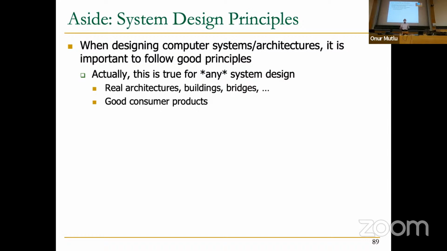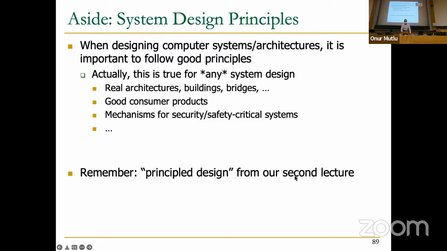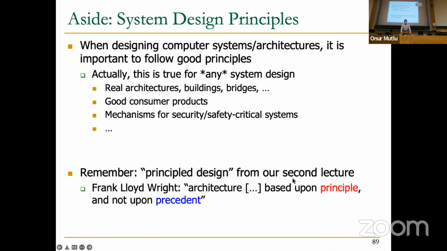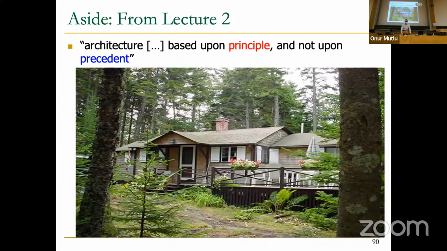So I think a lot of these apply to many things that you do in product design and mechanisms for security and safety critical systems, right? You cannot ignore some safety principles, for example, if your goal is to have a safe self-driving car, which we're very far away from today because we're not really looking at principles in that domain as much, let's say. Okay, so remember the principled design from our second lecture. That's one of the reasons why we discussed Frank Lloyd Wright, and architecture should be based upon principle and not upon precedent, right? Okay, this is just to jog your memory, right?